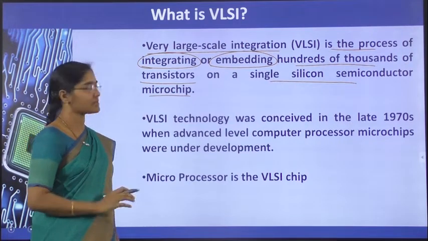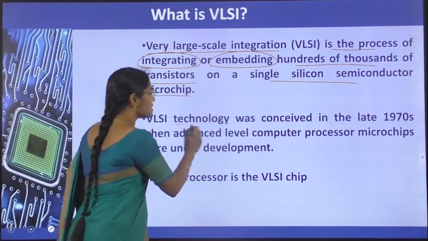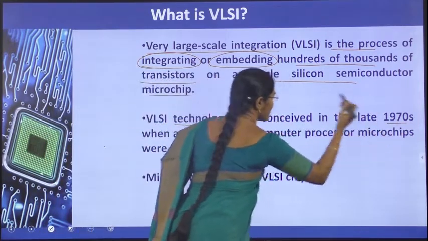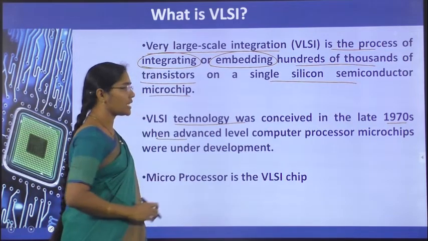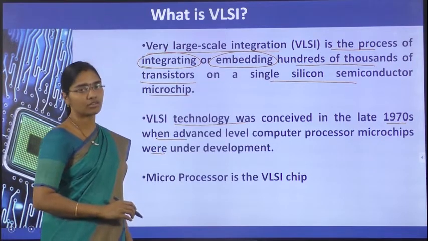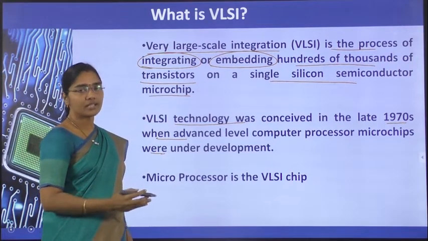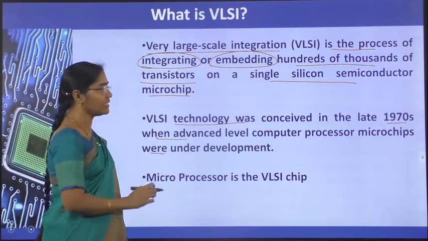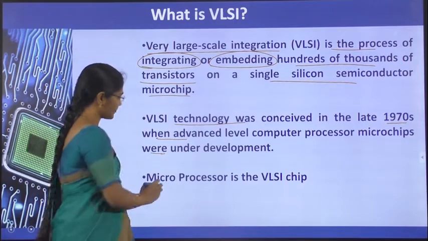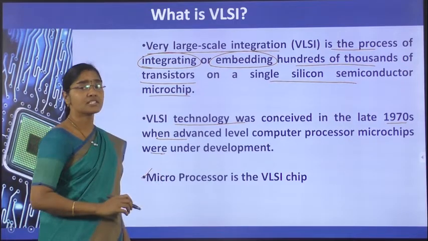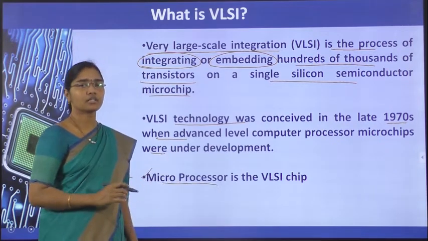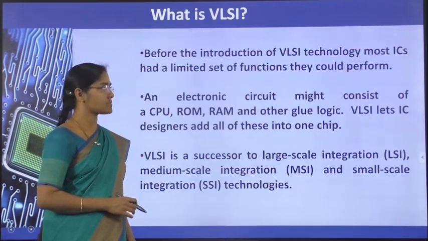It is a process, and it was conceived in the late 1970s when advanced level computer processor microchips were under development. So the first VLSI IC started in 1979. An example of a VLSI chip is the microprocessor. Microprocessors and microcontrollers are example ICs for VLSI chips.